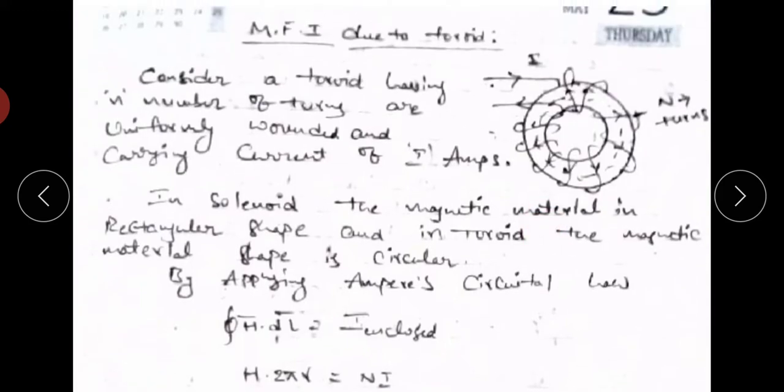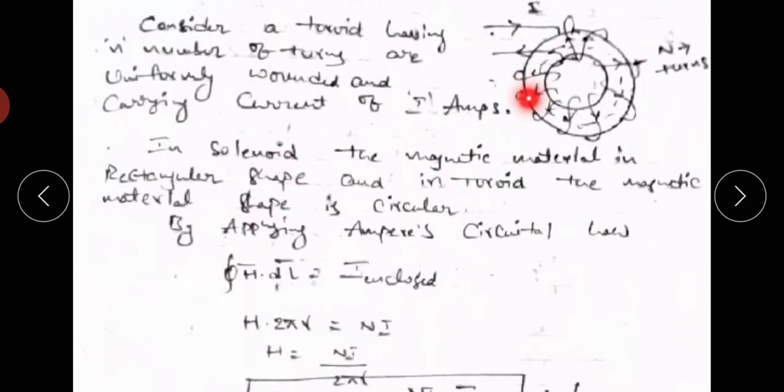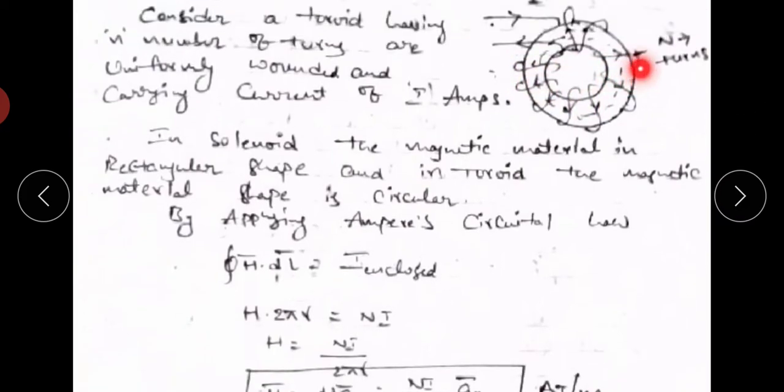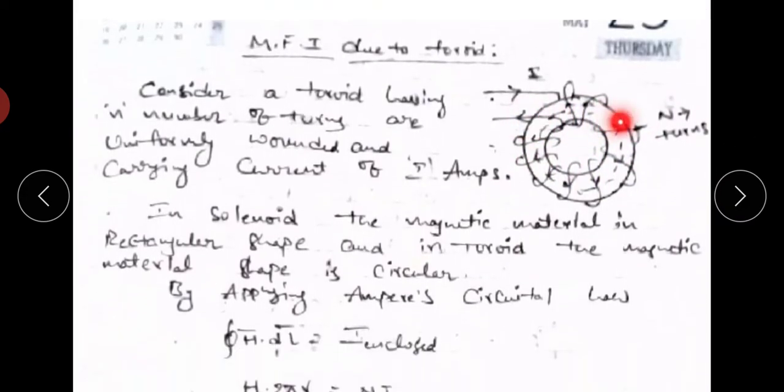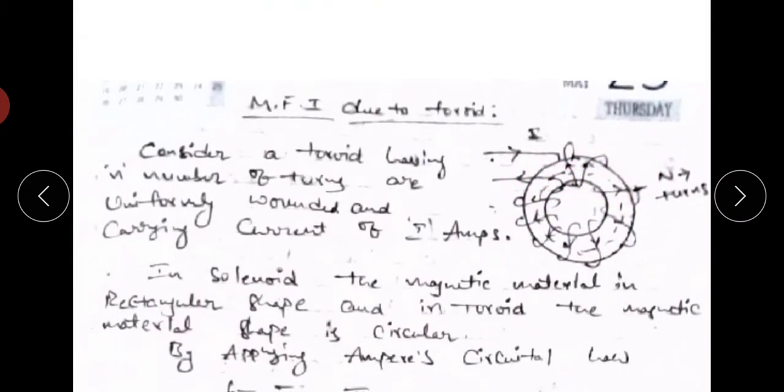Next, the direction of the magnetic field intensity. Here assume a cylindrical coordinate system. In this direction, the dotted lines inside, the direction is phi direction. So the magnetic field is present inside the magnetic material and its direction is phi direction. By applying the right hand thumb rule, we can find the direction of the magnetic field intensity inside the magnetic material. According to the right hand thumb rule, the direction is phi direction.